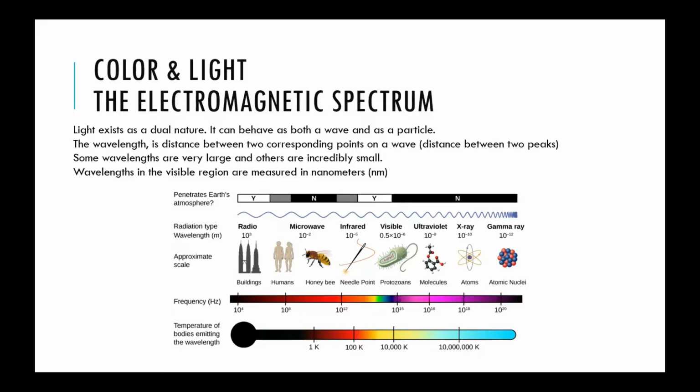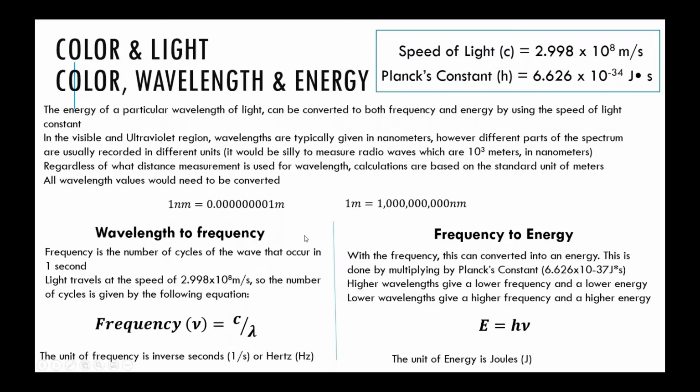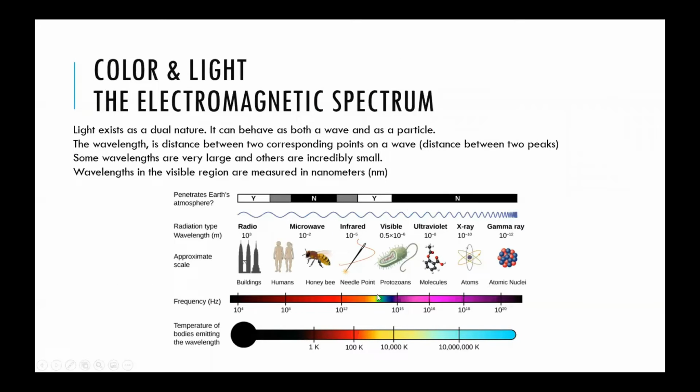And particularly in this experiment, we're focusing on the visible region. This is the region of the electromagnetic spectrum that's associated with color. So color and wavelength and energy are all related. Each individual color is a unique wavelength of light that corresponds to that particular color.